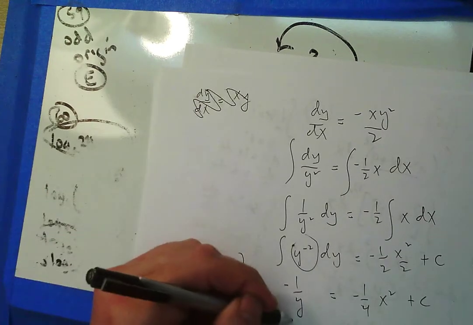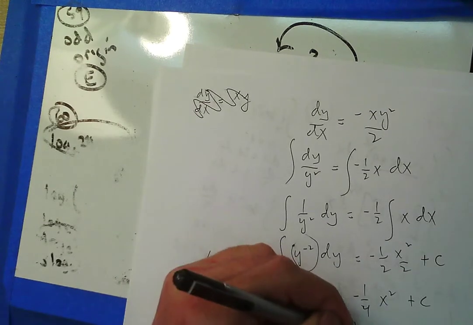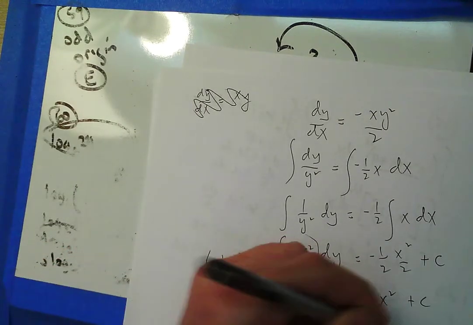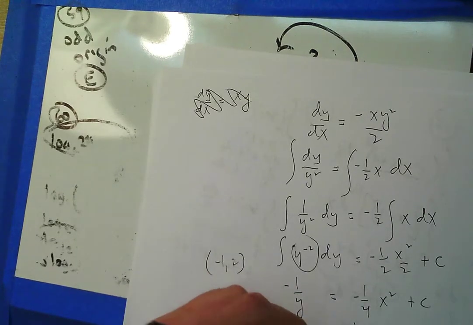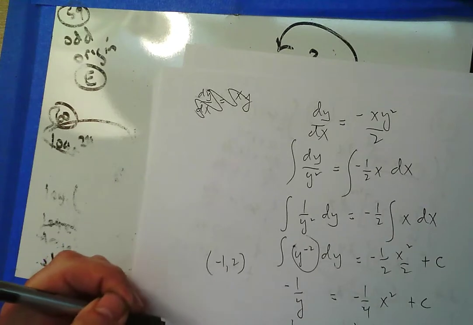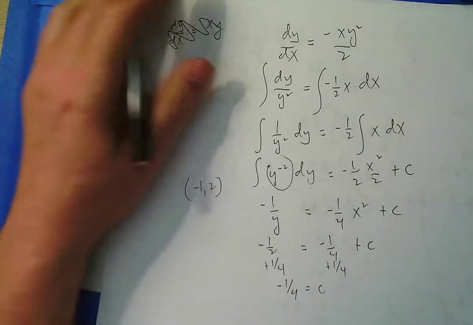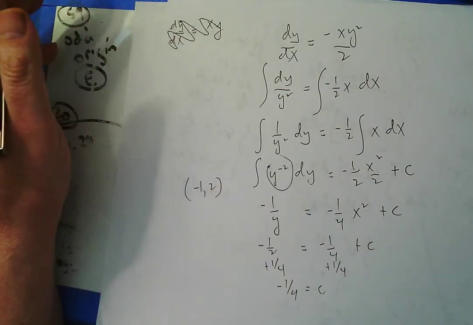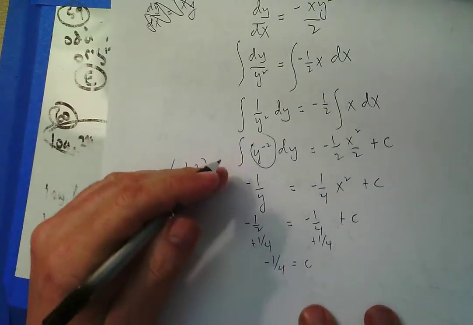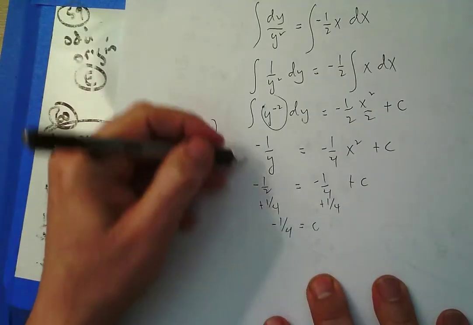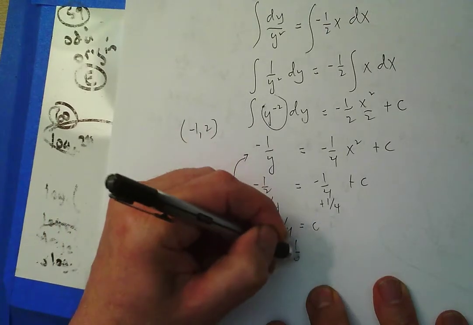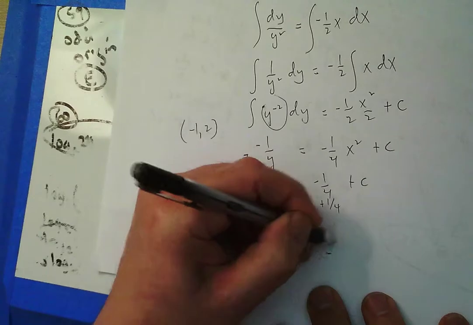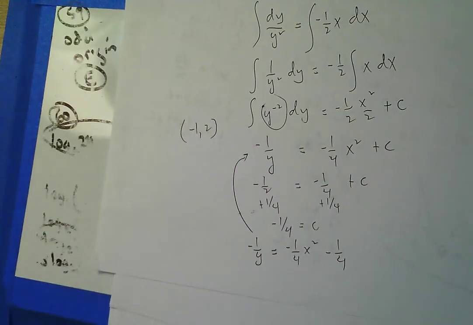So I'm going to have negative 1 half equals negative 1 fourth plus c. I'll add 1 fourth to both sides. I'll get that c equals negative 1 fourth. So at this point, I have, going back up here, negative 1 over y equals negative 1 over 4x squared minus 1 over 4. And I need to get this in y equals form.